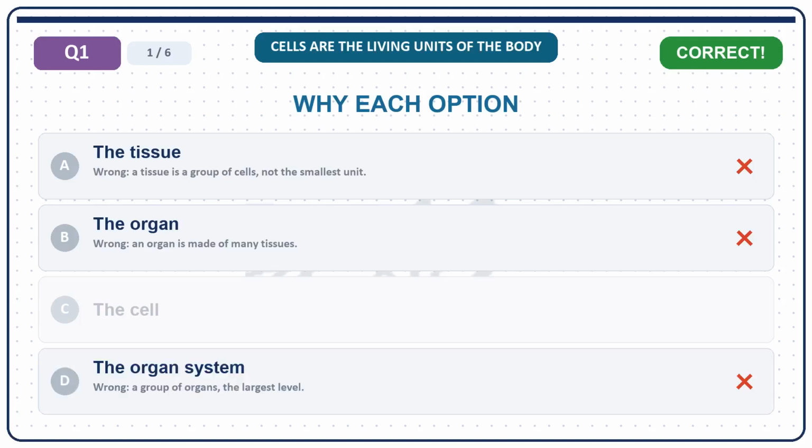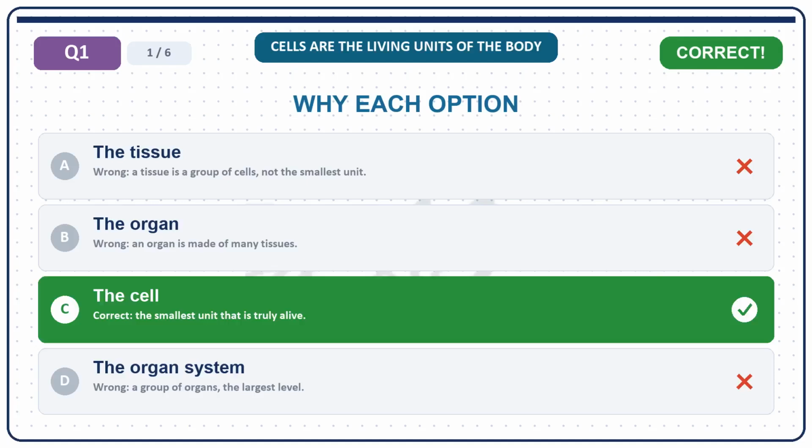Option D, the organ system. This one is wrong, because it is a group of organs, the largest level. And option C, the cell. This is the correct answer. The smallest unit that is truly alive. Let's move on to the next question.